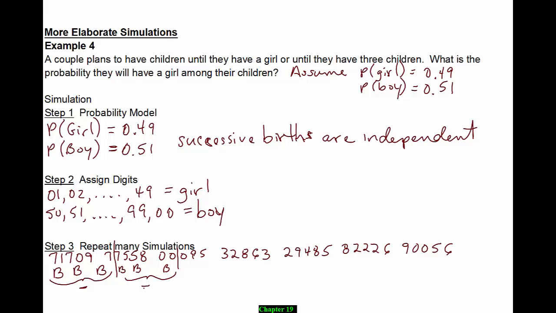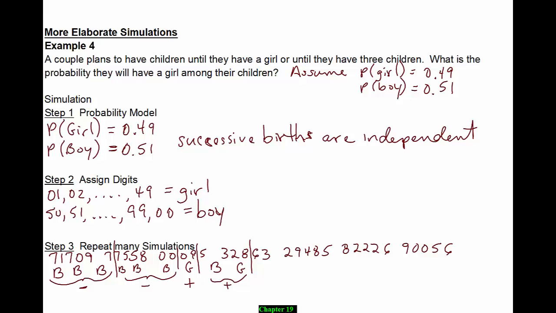Alright, so our next repetition of the simulation starts with 09. 09 is in the range of the 2-digit codes that denotes a girl. Now what's the birthing plan? They're going to have children until they have a girl or until they have 3 children. Since this couple got their girl, they're going to stop right away, and they resulted in, yes, having a girl. The next simulation is 53, which is a boy. The next 2-digit code is 28, which is a girl. They had children until they had a girl, so they stopped, and that's a plus. They had a girl.